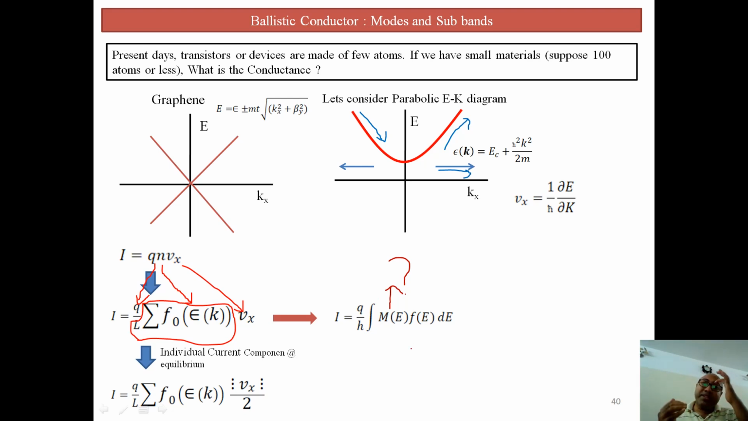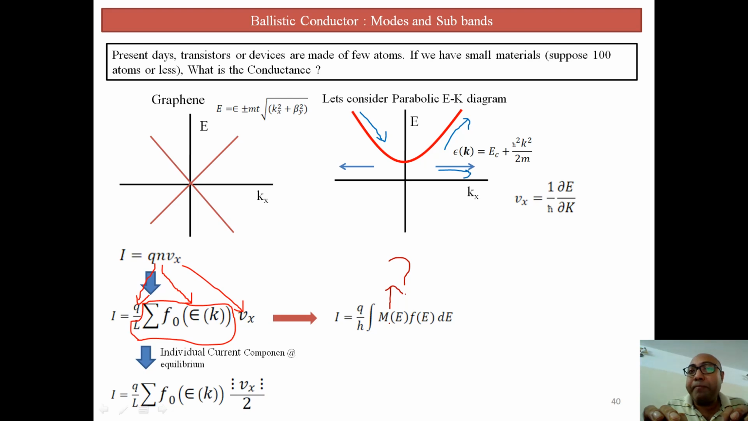Because the observation is similar, you have a density of states multiplied by Fermi-Dirac statistics, and you will get a number of electrons. If you multiply it by q, you will get a charge. Now you need to find the current, so it should be a function of time. So the number of charge per unit time I will get.